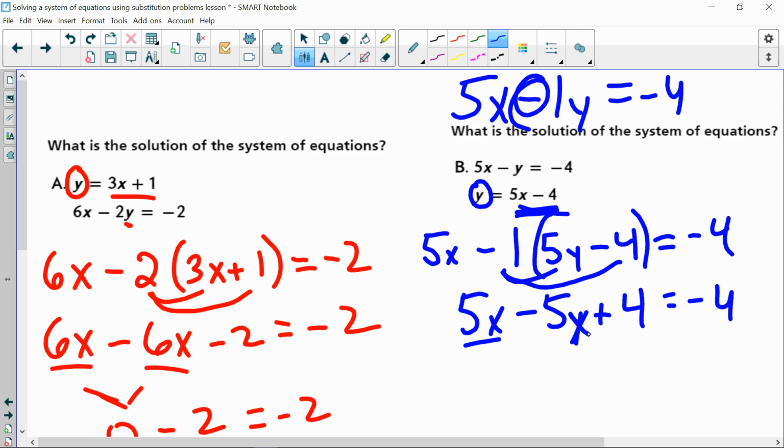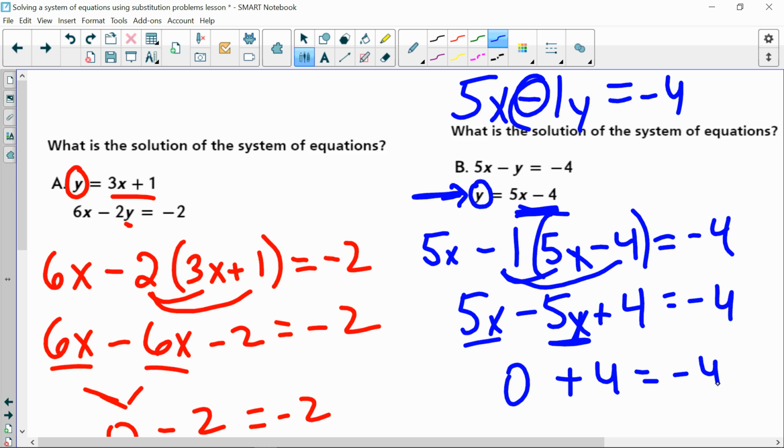Well, shoot. That's an x. I was replacing y, so y should no longer be in this equation. So 5x subtract 4 replaced this y right here in the bottom equation. So now these two like terms cancel out, so I get 0 plus 4 equals -4.